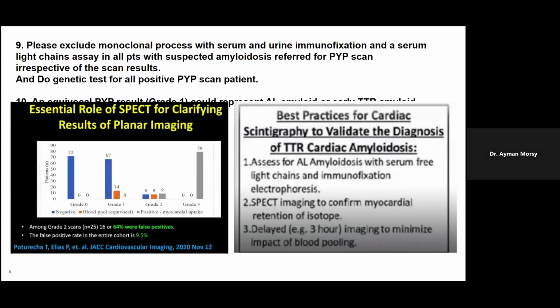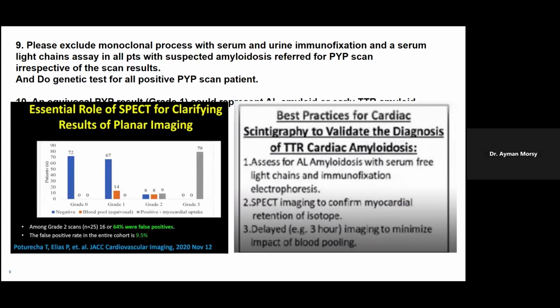Number 9, and this is a very important take-home lesson: please exclude monoclonal processes with serum and urine immunofixation and the serum light chain in all patients with suspected amyloid referred for BYB scan, irrespective of the scan result. We always need to rule out AL type; it is really a hematological emergency. And this is one of the key take-home messages.